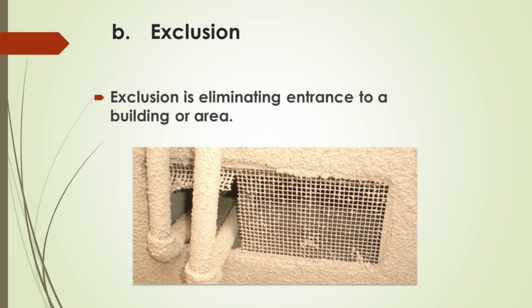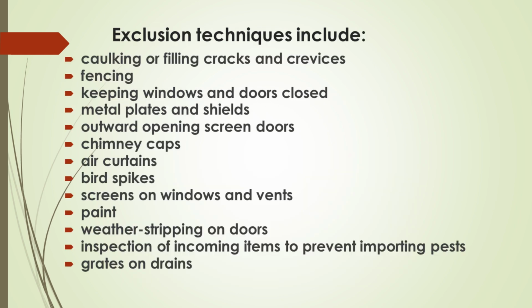Looking at our next step, exclusion. Exclusion is eliminating entrance to a building or area. As you can see in the photo, rodents, insects, and potentially even larger animals have easy access to get underneath this home. Exclusion techniques include caulking or filling cracks and crevices, fencing, keeping windows and doors closed, metal plates and shields, outward opening screen doors, chimney caps, air curtains, bird spikes, screens on windows and vents, paint, weather stripping on doors, inspection of incoming items to prevent importing pests, and grates on drains.